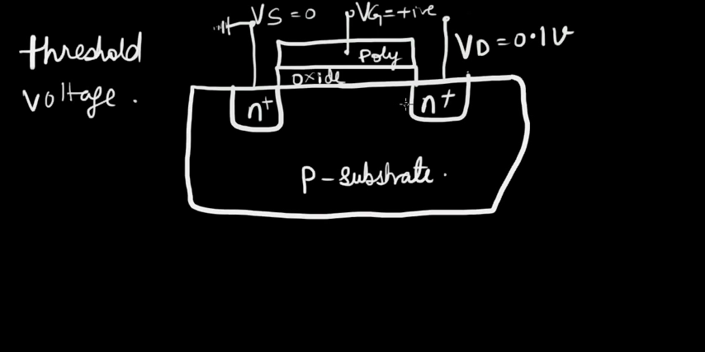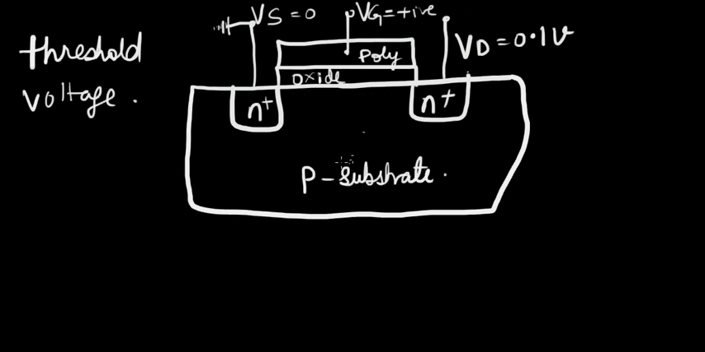I'm hoping that you're clear with the definitions of what doping and N+ and P regions mean. Well, it's pretty simple. N+ means it has an abundance of electrons, and P means it has an abundance of holes. Holes are the absence of electrons. And well, this is a very typical MOSFET. Now let's look at what threshold voltage is all about.